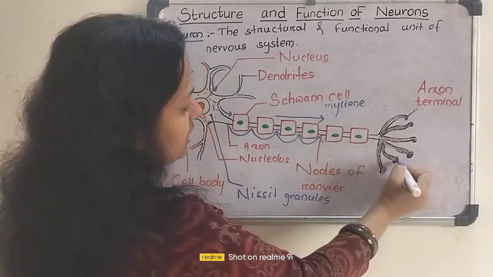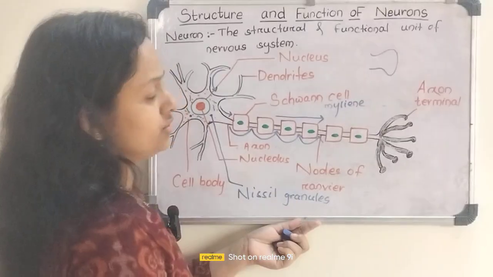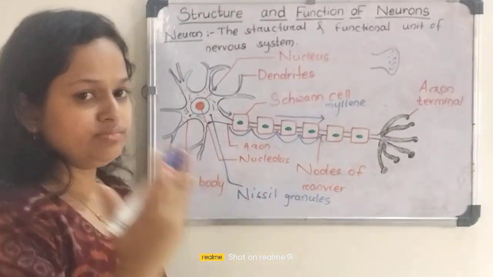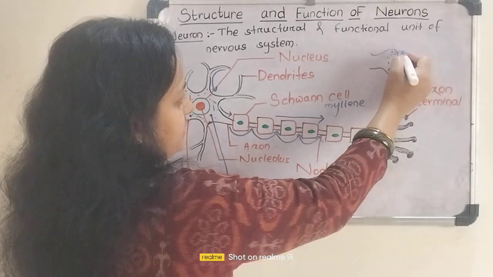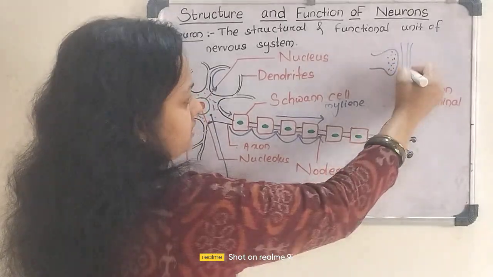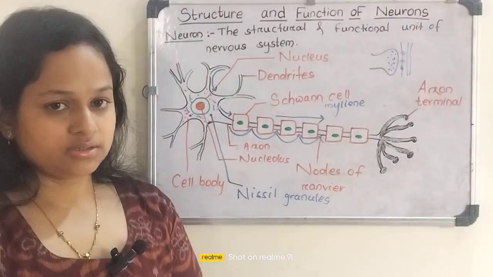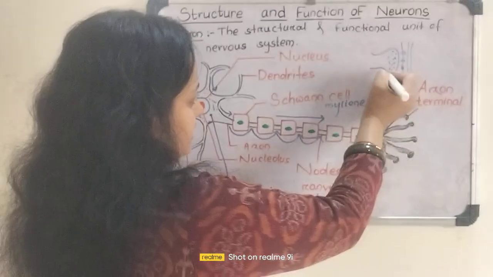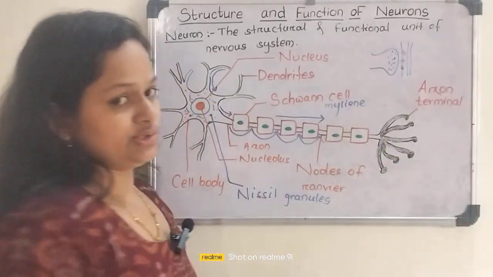and these are knob-like structures, and these knobs contain some chemicals. When the impulse comes to the terminal knob, it releases the chemical and it acts either on the muscle or on another dendrite of another neural cell. So it brings some electrical changes in these cells also.